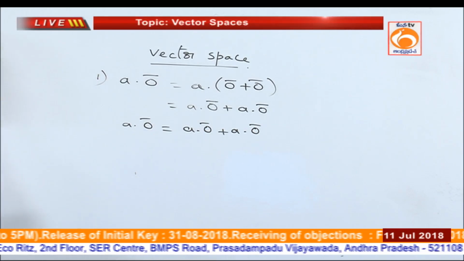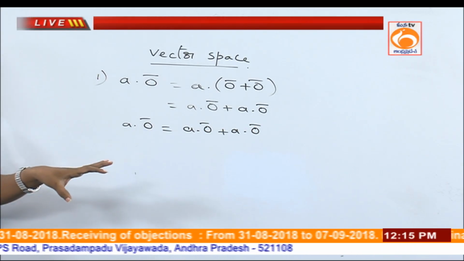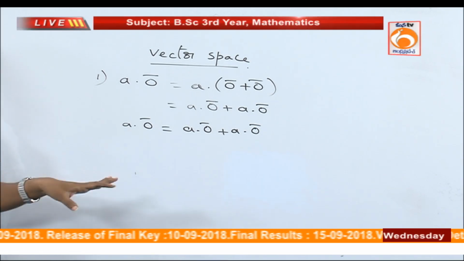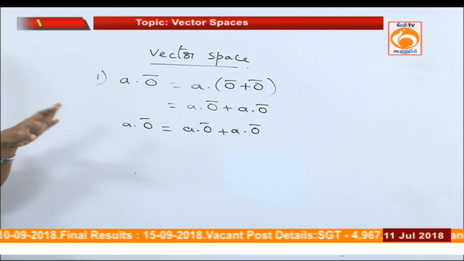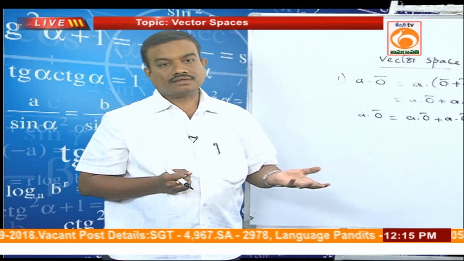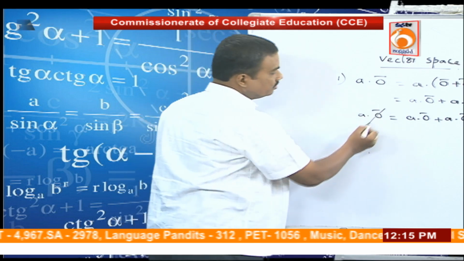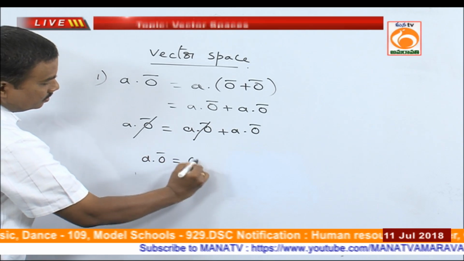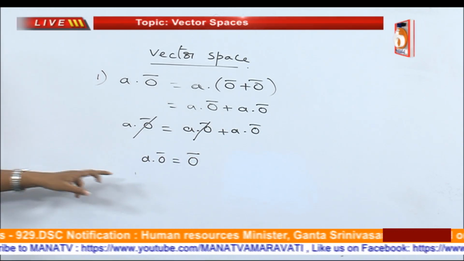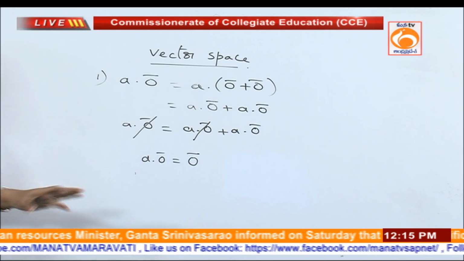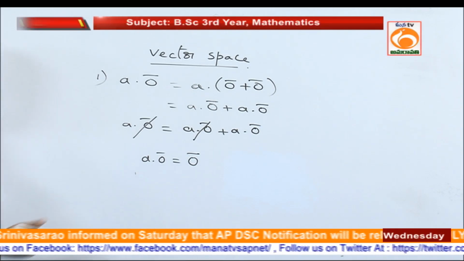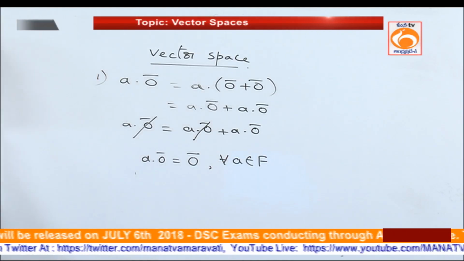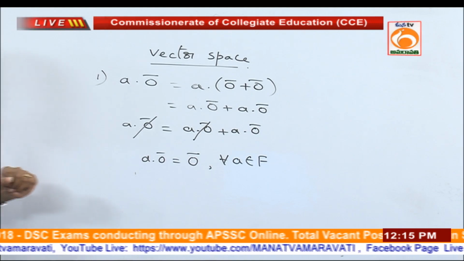And you can see we are in the group structure. Even though it is a vector space, a vector space with respect to addition is a group, in fact an abelian group. So, in a group structure we can always use cancellation laws. When I cancel A dot 0 bar on both sides, I get A dot 0 bar equal to 0 bar. So, that completes the first result, and you can see there is nothing special about A, so I can write for every A belonging to F. Is it clear?